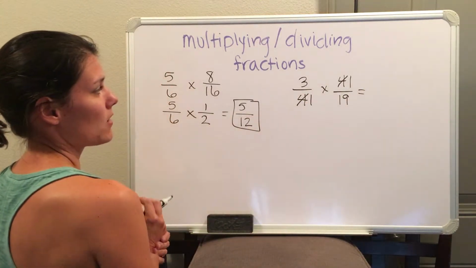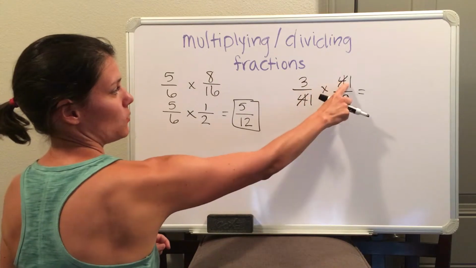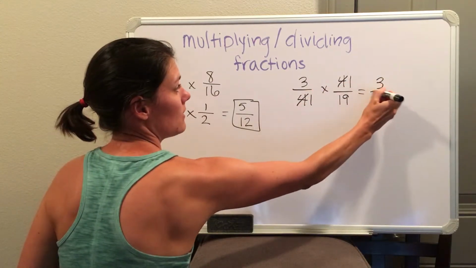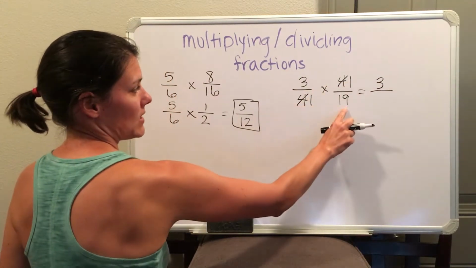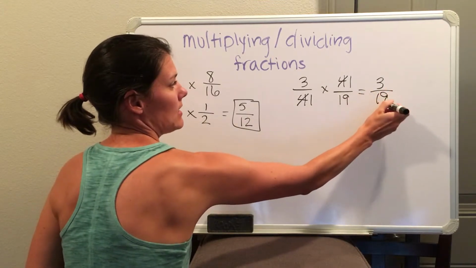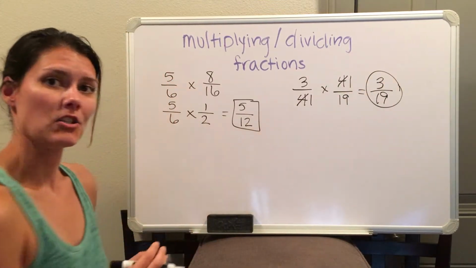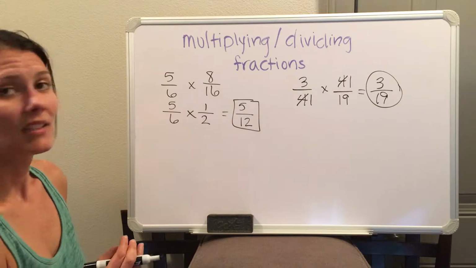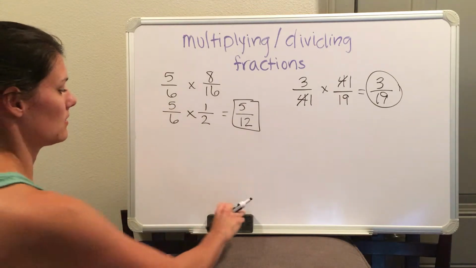So I'm going to go ahead and multiply across. 3 times 1 is 3. And 1 times 19 is 19. And then you're done. Let's look at how to divide fractions.